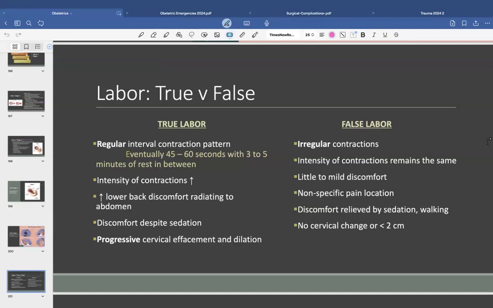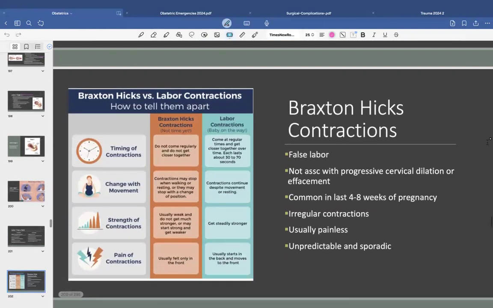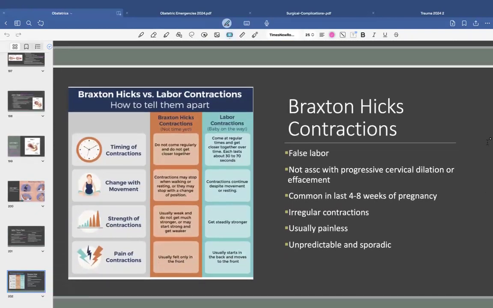So this is a big one, because a lot of women go to labor and delivery in the emergency room for false labor. I'm having these contractions and they're really Braxton Hicks. Most women will experience these at some point during their pregnancy. This is the false labor. These are not associated with progressive cervical dilation or effacement. So we said if it's under 2 and that's not changing, more than likely false labor or Braxton Hicks contractions.